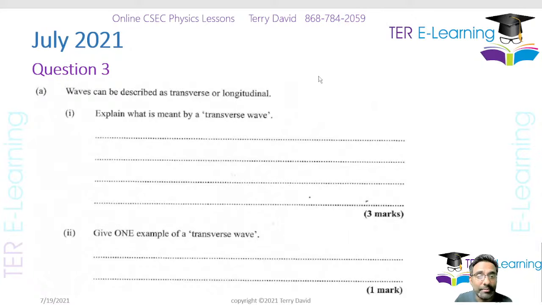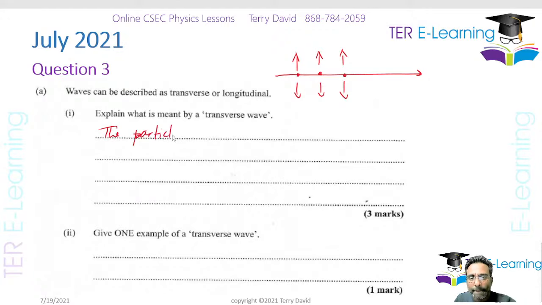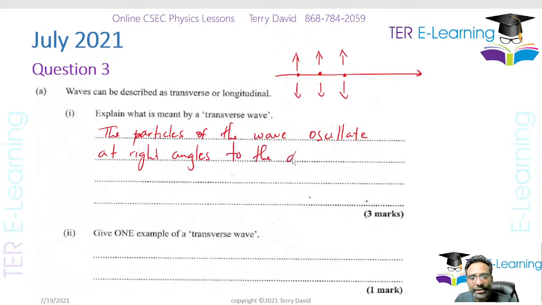If you all did look at the crash course, I did cover this. A transverse wave, if you have a wave moving in this direction, and the wave is made up of particles, it means that the particles are oscillating in this direction. That's what a transverse wave is. So, explain what is meant by a transverse wave: the particles of the wave oscillate at right angles to the direction of travel of the wave. That's all they want here for 3 marks.